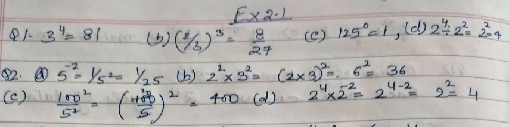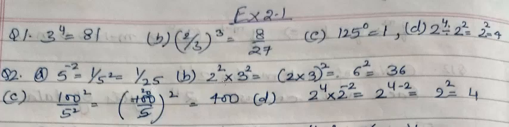Now we'll come to question number 2, which says 5 raised to the power of minus 2. Since it's a negative exponent, you can make it positive by making it 1 by 5 square, and on solving, the result comes out to be 1 by 25.